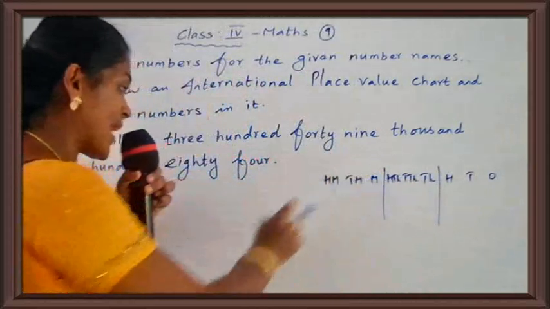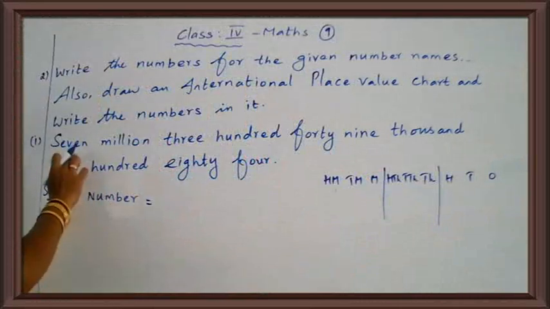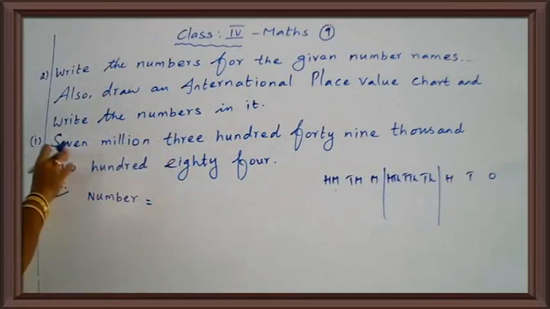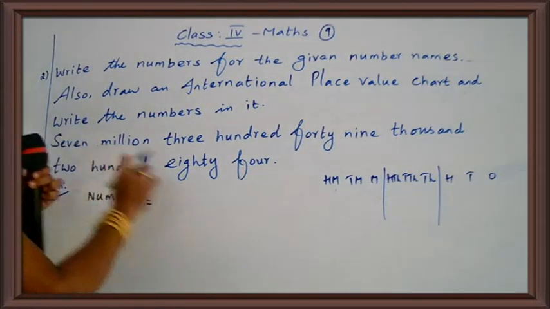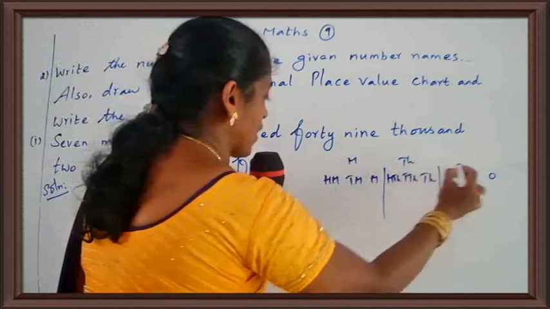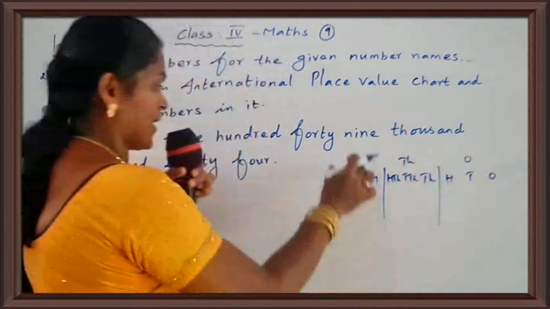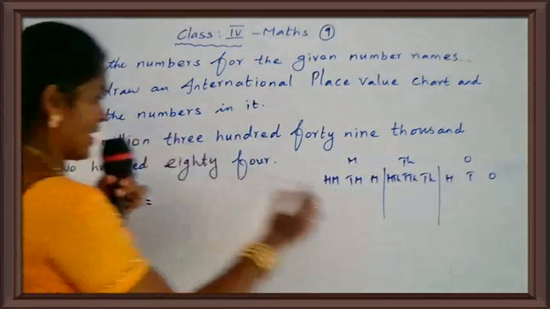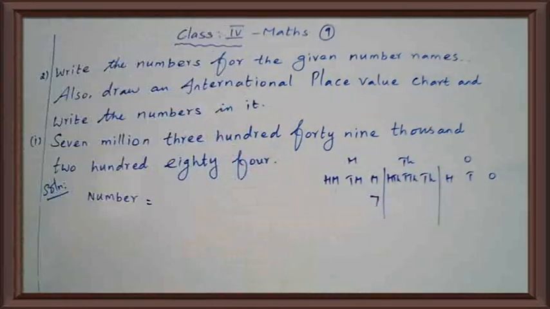Now you read the number: 7 million. In the million period, how much is there? Only 1 million digit is given, that is 7 million. So this is the million period, this is the thousands period, this is the ones period. In the millions period, you put 7. So 7 million. Next, the thousands period, how much is there?